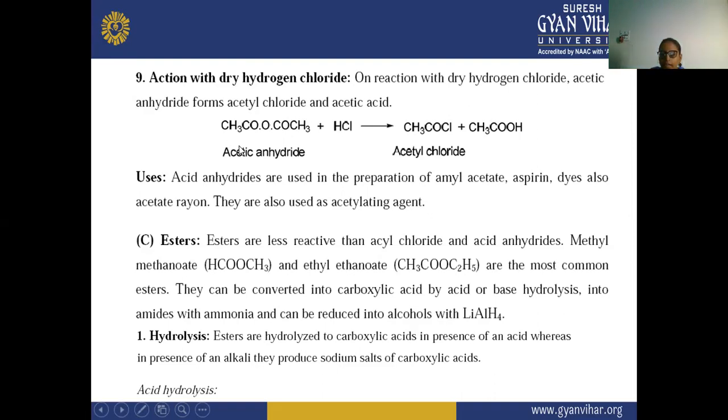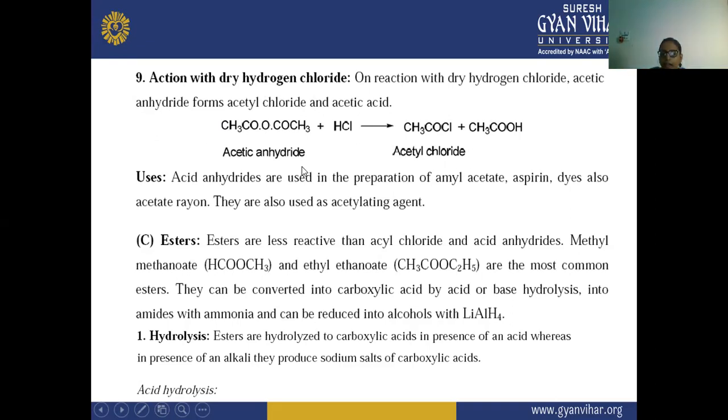So here acetic anhydride plus HCl. So this acetic anhydride plus HCl is reacting to give acetyl chloride plus CH3COOH. So here you can see this HCl, this H is reacting with this CH3COOH, and this CH3CO will react with this Cl part, and there is a formation of this acetyl chloride and acetic acid.